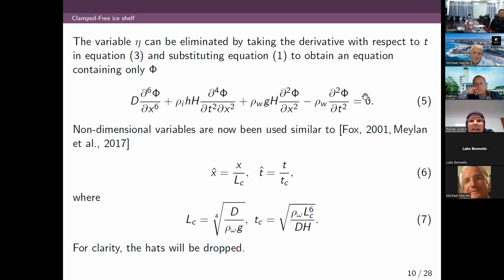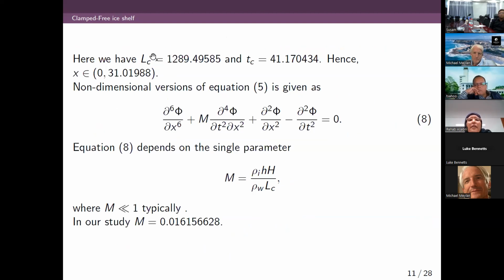So now, after that, we're going to use the non-dimensional variable. We're going to divide every x by the characteristic length LC and t by TC, which is the characteristic time. So this is similar to Fox and Milne. And here are our LC and TC. From now on, all our equations will be in non-dimensional version. And our domain, in non-dimensional variable, will be from 0 to 31, because it was 40 kilometers, but we divide it by LC.